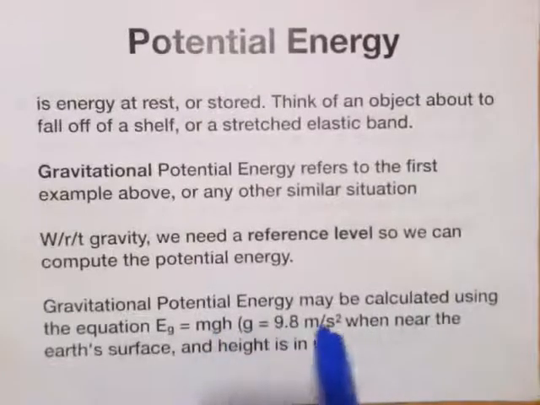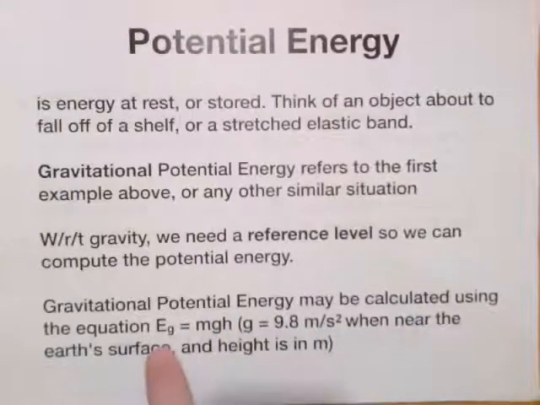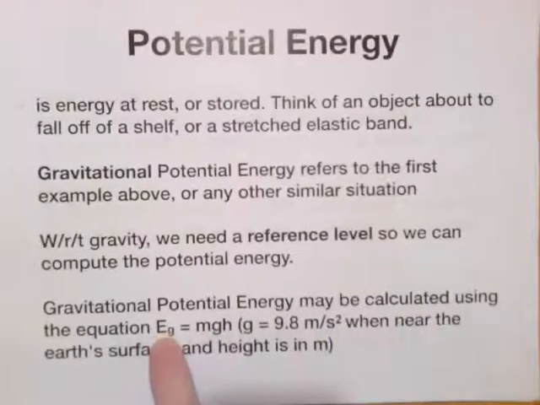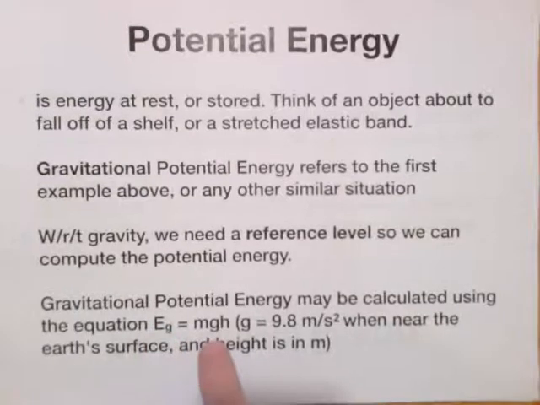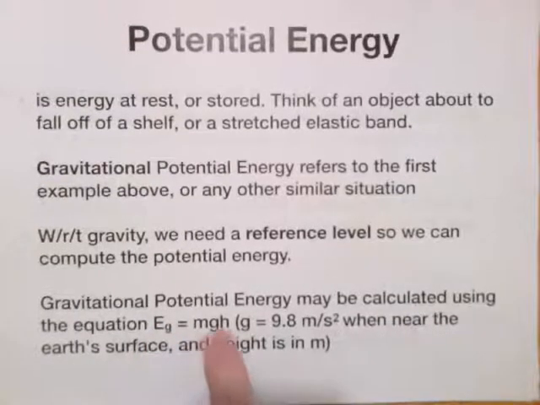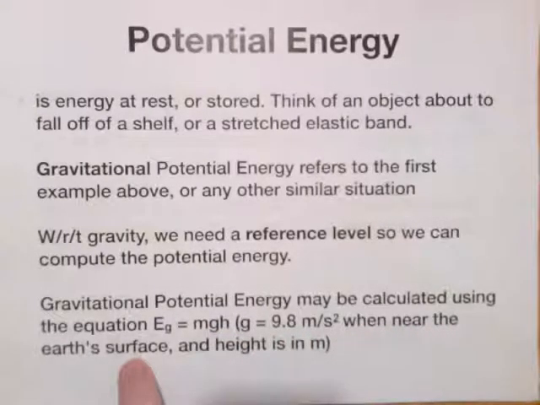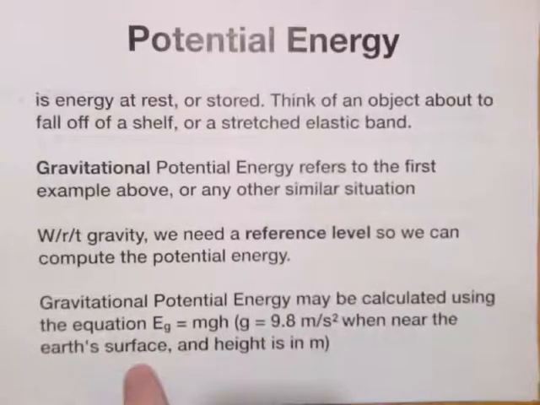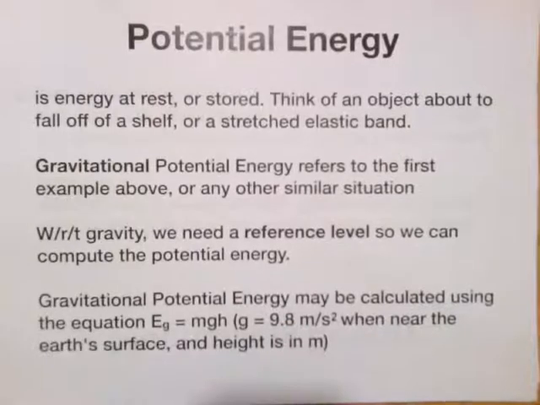Gravitational potential energy may be calculated using the equation E sub G, for gravity, equals mgh. Mass times gravity times height. So g is going to be the constant. It says when near the Earth's surface. That doesn't mean within a meter. That means not Mount Everest. That means not space. For all our purposes, we don't have to go to 9.76 or something.